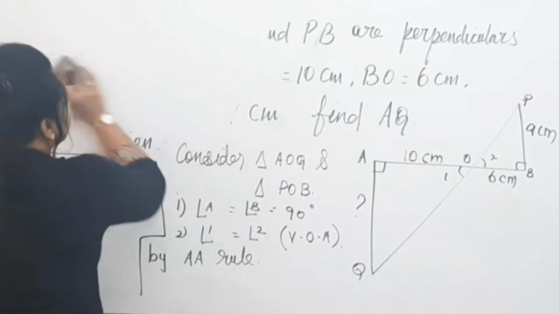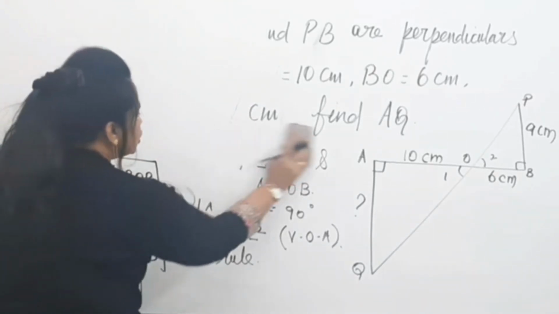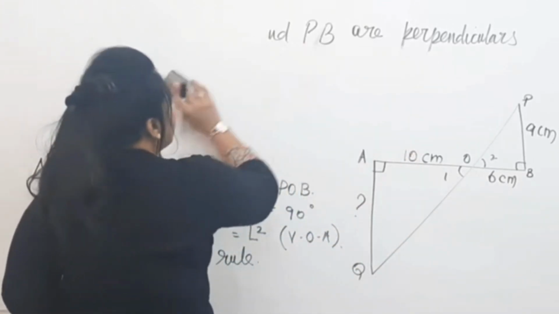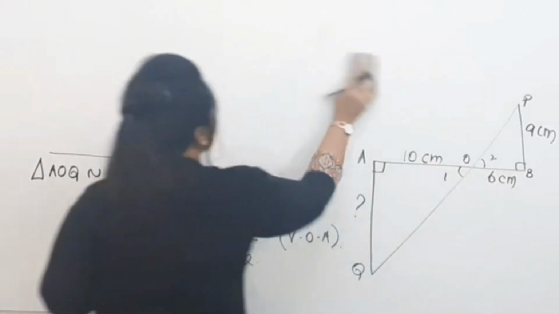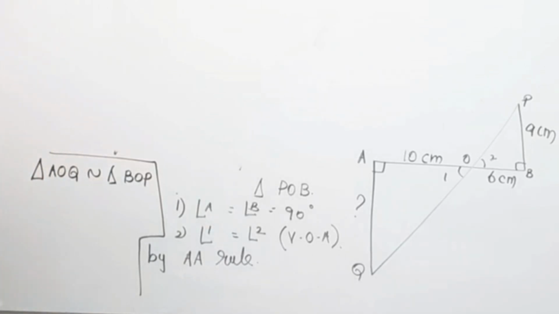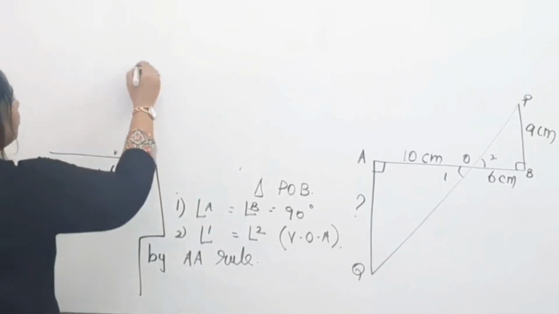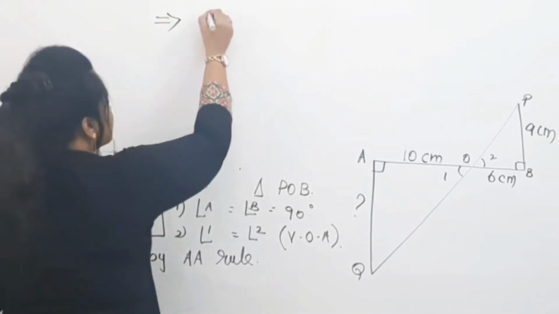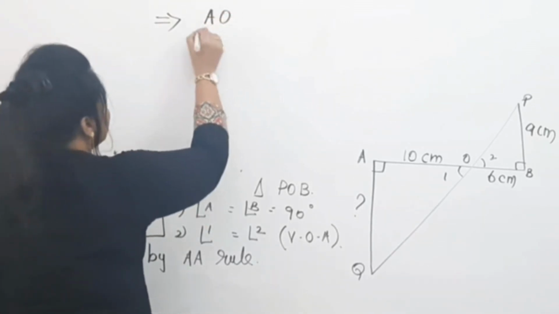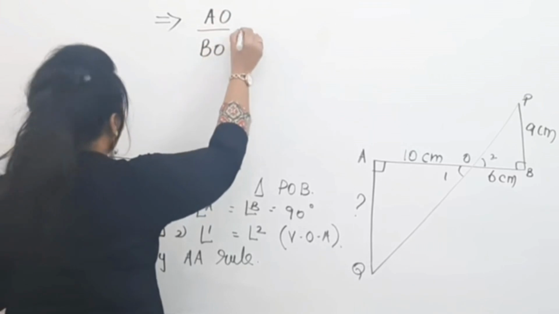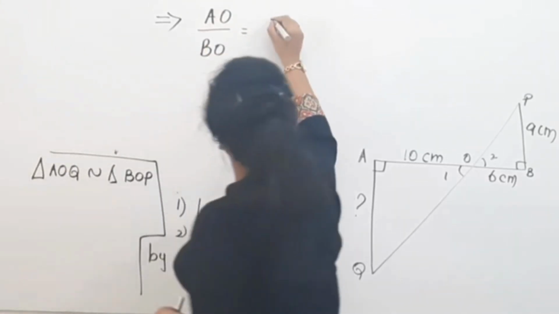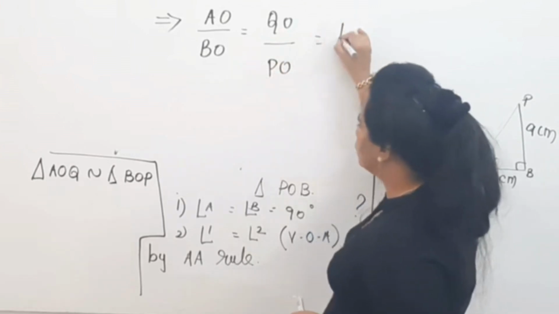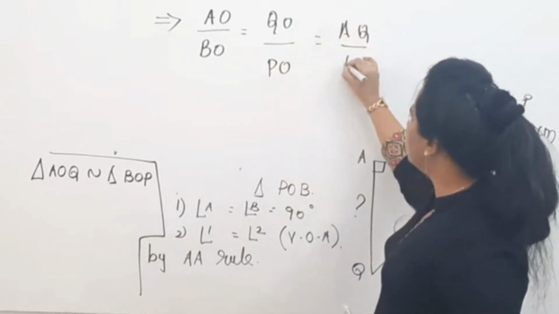If we change the vertices, your ratio will be different, which will not satisfy the condition for the similarity. So please do not change the vertices. So I can write, when they are similar, the sides are in proportion. So AO by BO is equal to QO by PO is equal to AQ by BP.